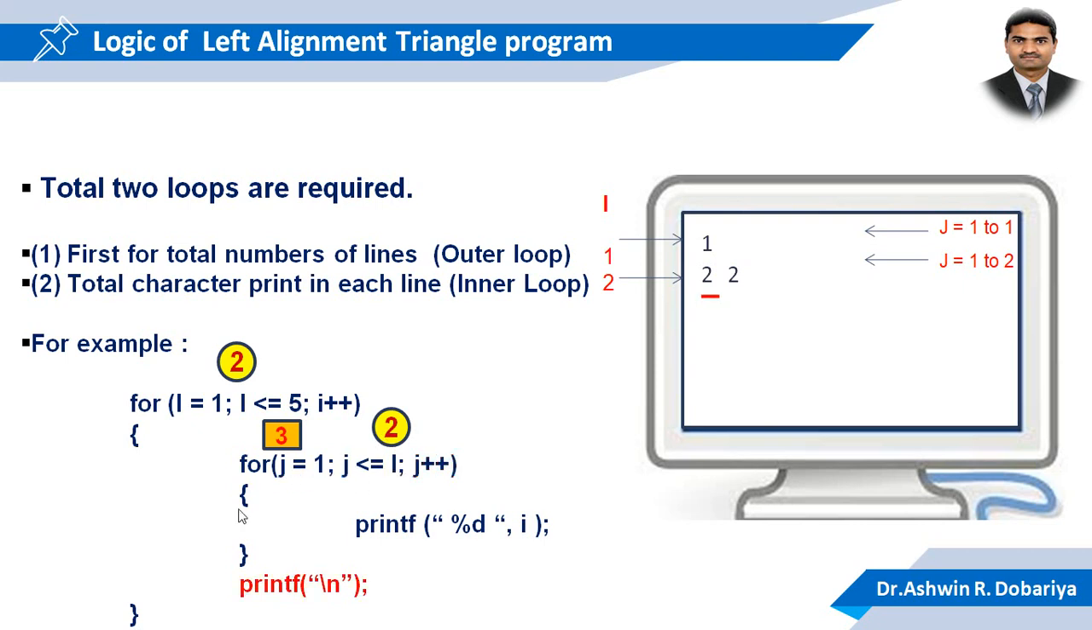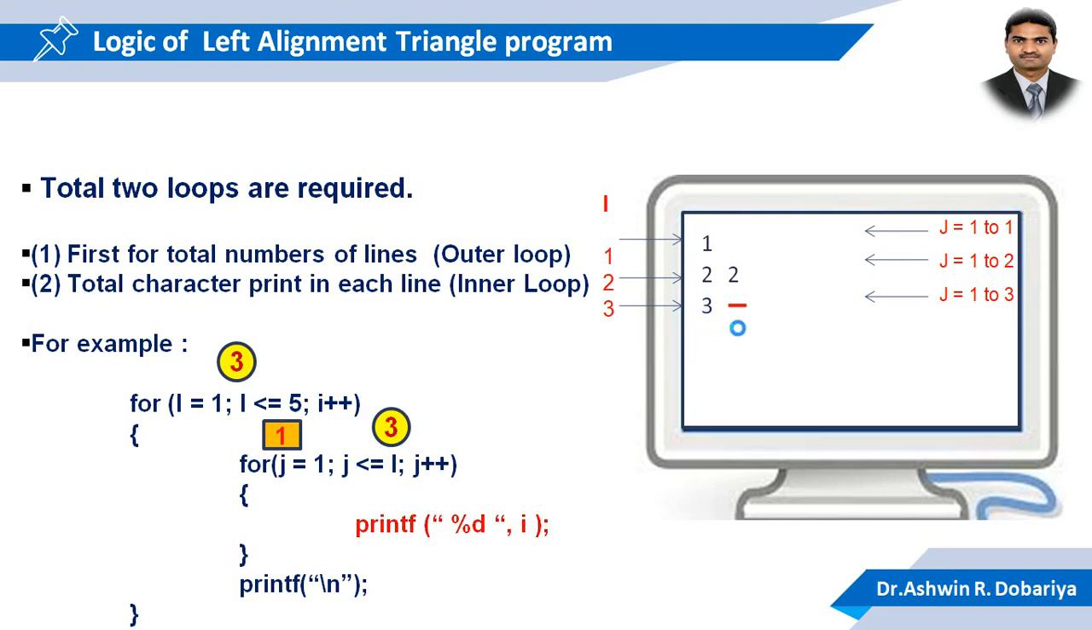Then what happened? After this it will execute \n, so the cursor will move to the next line. Then after that i will be incremented by 1, so i becomes 3. Now 3 less than 5 condition becomes true, again j starts from 1 and executes up to 3 times. So this loop will execute 3 times and display the value of i, means 3.